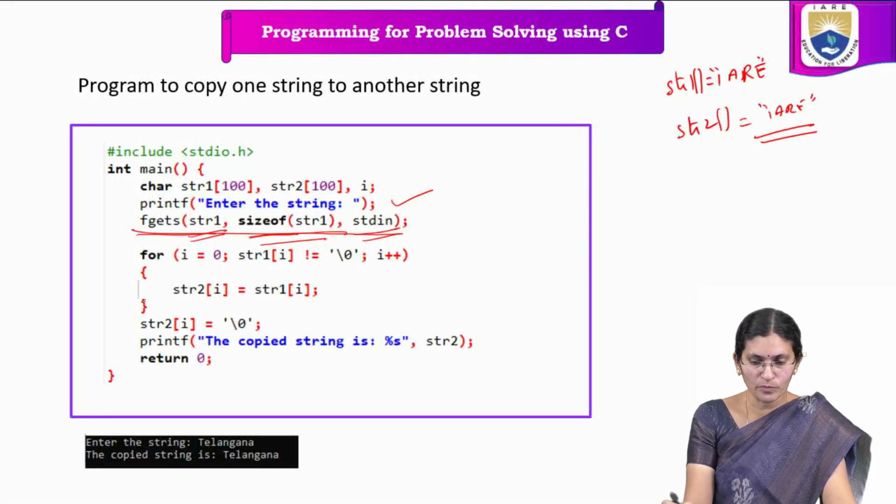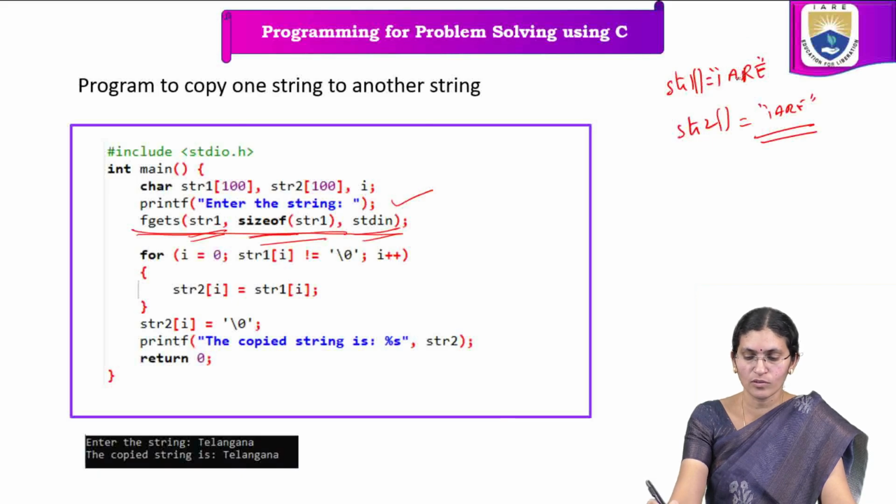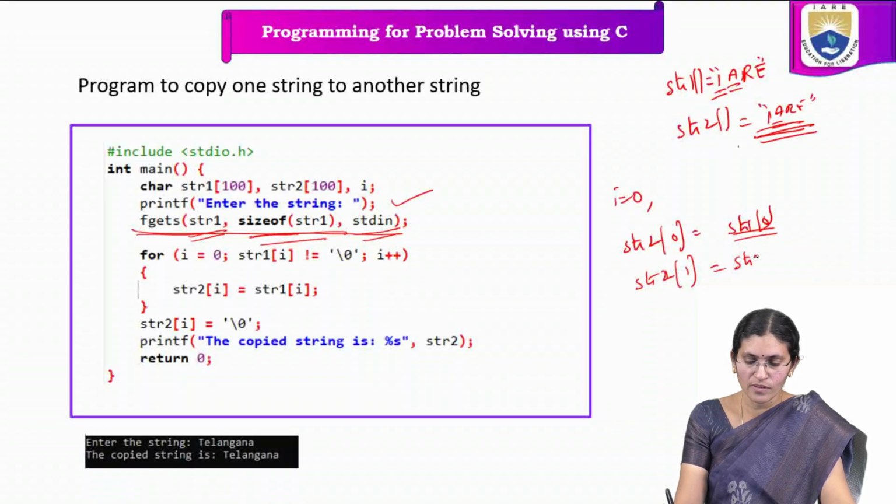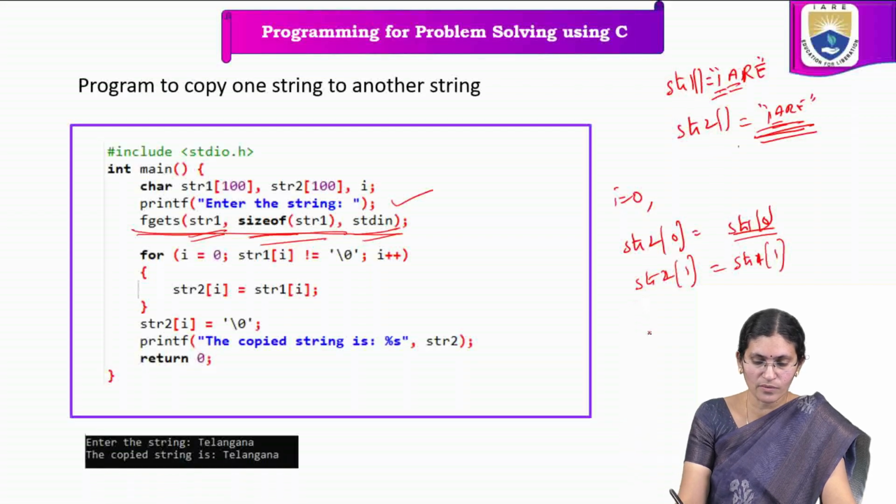Next, we'll use a for loop to copy the elements of str1 into str2. Each loop starting with 0, str2 of 0 will be equal to str1 of 0. So the first element of the string is copied to the first position in the second string. Next, the second element is copied to the second position, so str2 of 1 is equal to str1 of 1. In this way the loop will repeat till it encounters a null character.